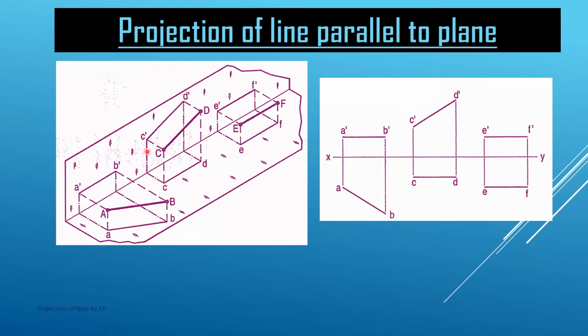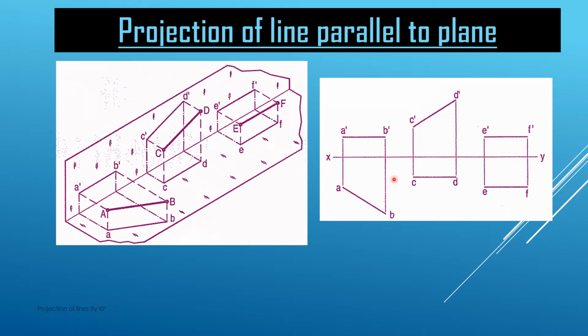Similarly, in this case also, C dash and D dash is called the true length of the line, while CD is the reduced length. Similarly, when the line is parallel to both the planes HP and VP, EF and E dash F dash will represent the true length of the line. So this is the three-dimensional pictorial representation.